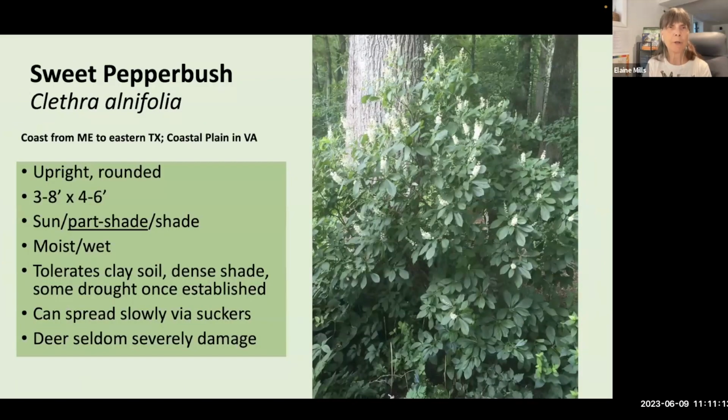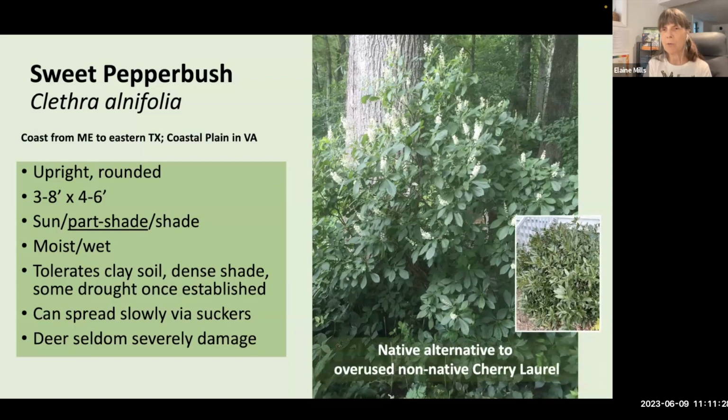Sweet pepper bush, Clethra alnifolia, has an upright, rounded habit, ranges from 3 to 8 feet in height. It can tolerate a range of sun exposures, but will do best in part shade. And it could be a great native alternative to the overused non-native cherry laurel. I recommend its use in butterfly gardens, and because it prefers moist to wet soil, it's an excellent selection for rain gardens or to control erosion on the banks of ponds or streams.